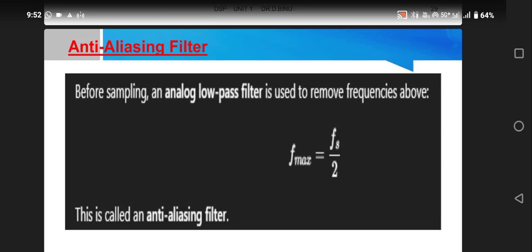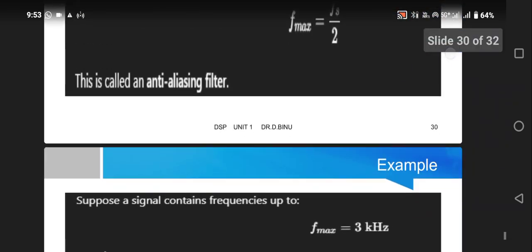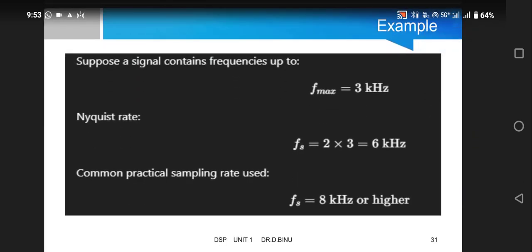What is the need of an anti-aliasing filter? Before sampling, an analog low-pass filter is used to remove the frequencies above F max is equal to Fs by 2. This is called the anti-aliasing filter. Example: suppose the signal contains frequencies up to F max is equal to 3 kHz, the Nyquist rate Fs is equal to 6 kHz. A common practical sampling rate used is Fs is equal to 8 kHz or higher.